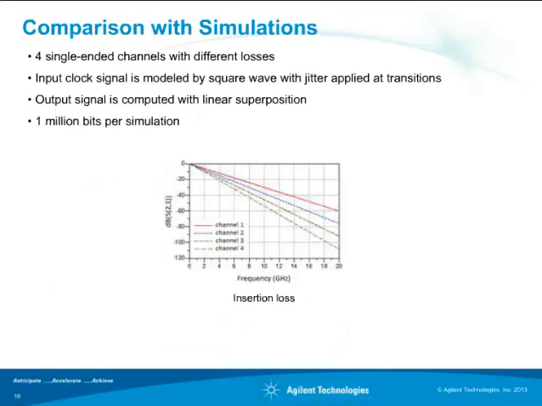So now we have a theory of amplification, and how does that compare with simulation? To verify the theory, we simulate 4 clock channels at different losses. The input clock signal is represented by square waves, as we described earlier, with jitter applied at the transitions. And the output signal is computed with step response superpositions. For each simulation, we run 1 million bits.